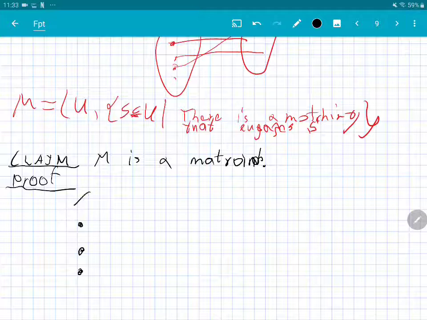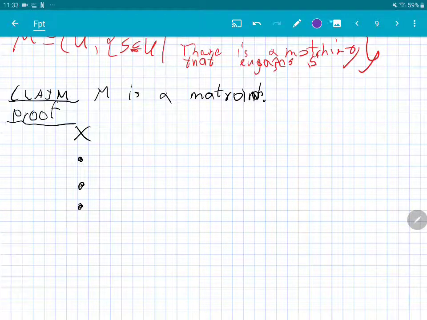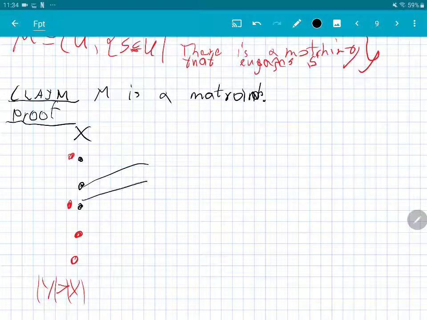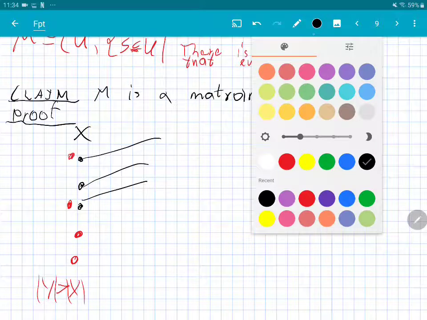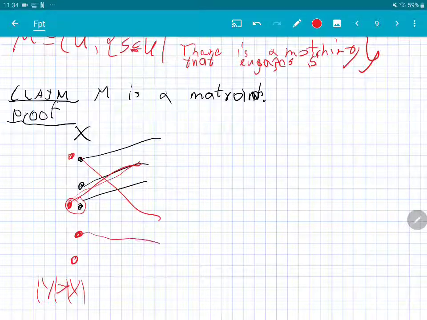So let's assume that I have a set X on the left side, and I have a set Y, which might also include the same vertices. That's okay. And Y is bigger than X, size-wise. You want to prove that there is always an exchange element. But this is not very difficult, because you take the two corresponding matchings. There is a black matching, which is X, and there is a red matching, which might look like that.